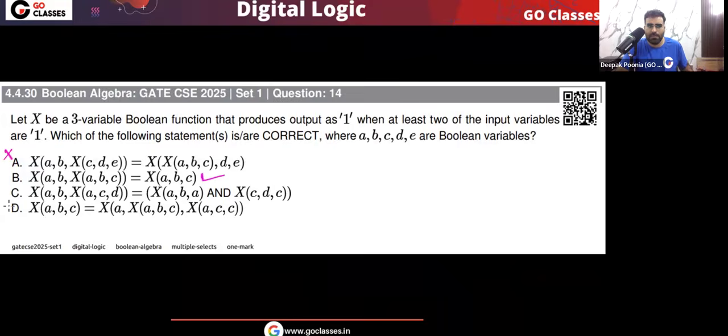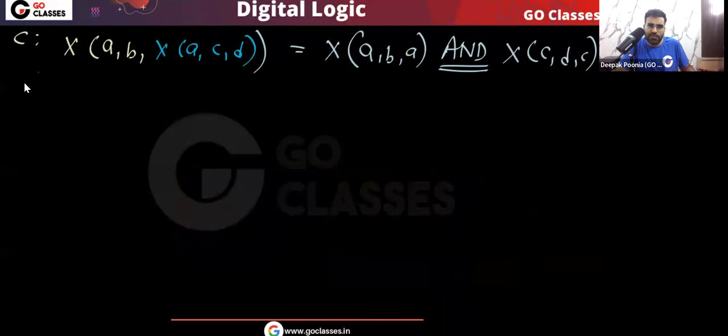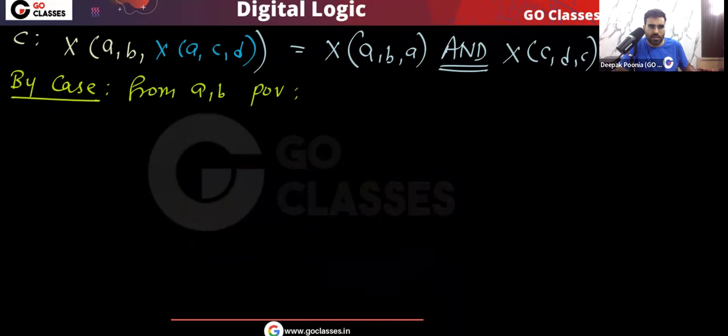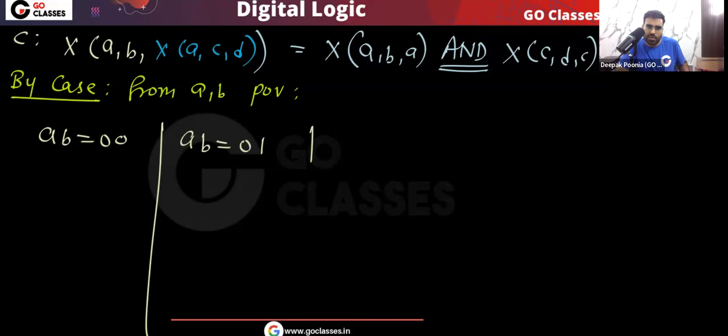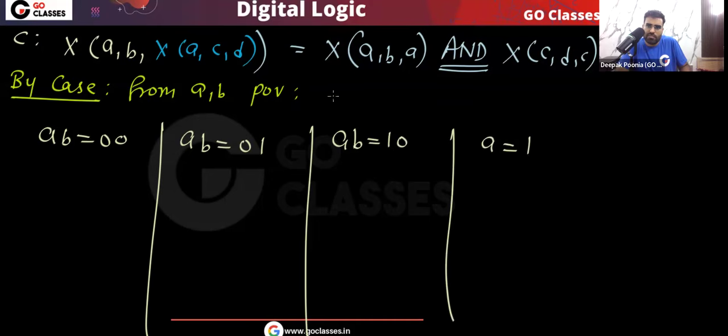What about option C? This is option C. Again, we create by case. From two variable point of view, I create cases. Okay, so again, by case method we apply, from variable AB point of view. Again, there will be total four cases because from two variable point of view, there will be total four cases. AB 0 0, AB 0 1, AB 1 0, AB 1 1.